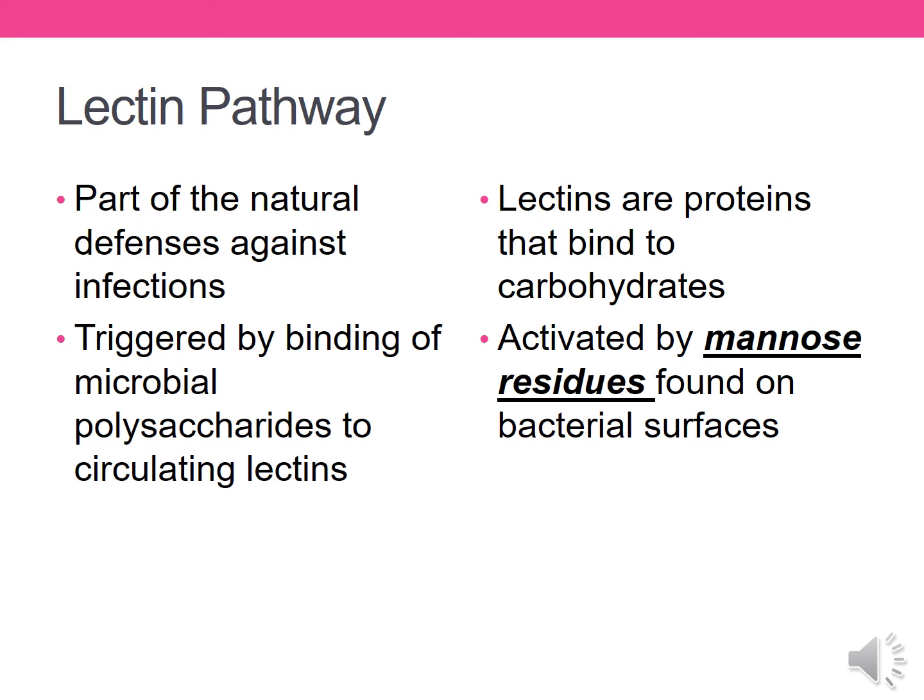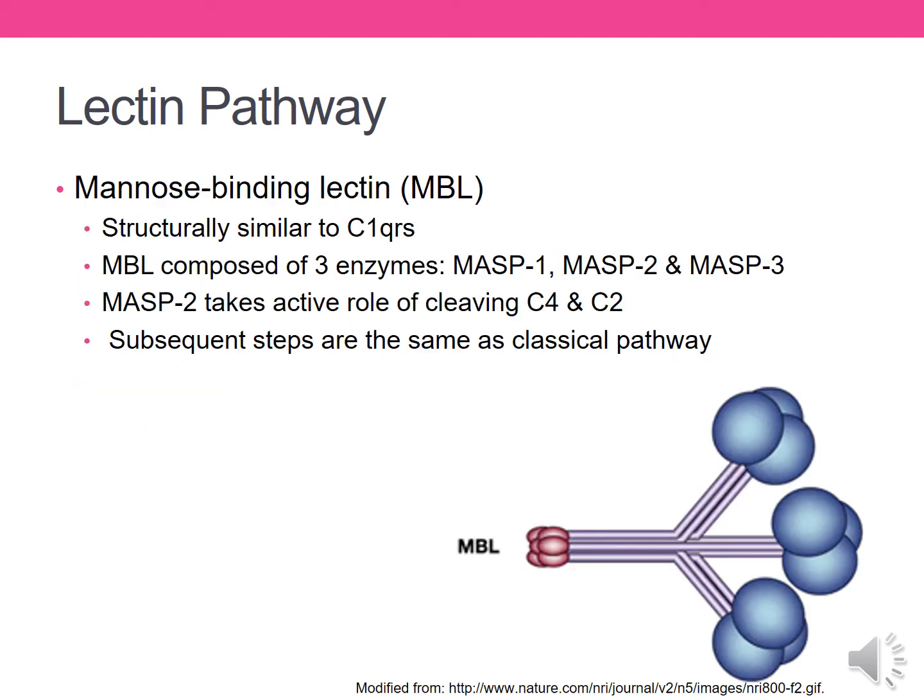So the lectin pathway is activated by mannose residues, or certain types of sugars, found on bacterial surfaces. So the key difference between the lectin pathway and the classical pathway is that the lectin pathway uses mannose binding lectin. So this is a lectin that is binding to the mannose on the bacterial cell.